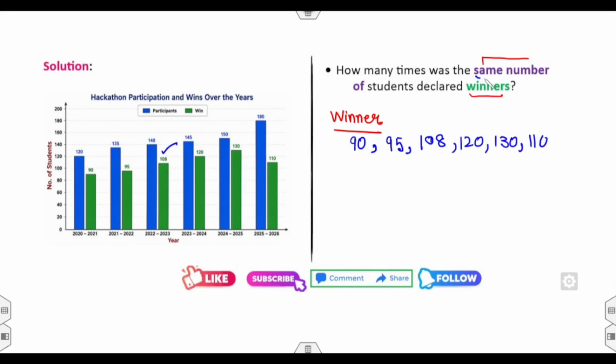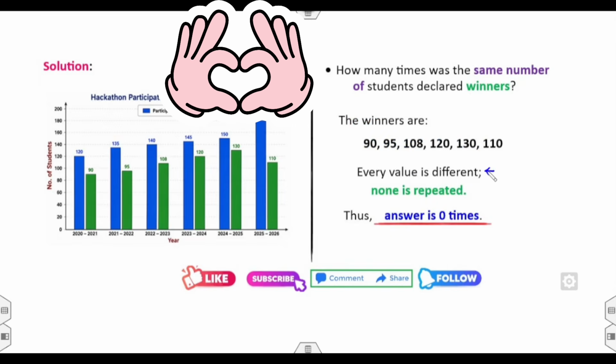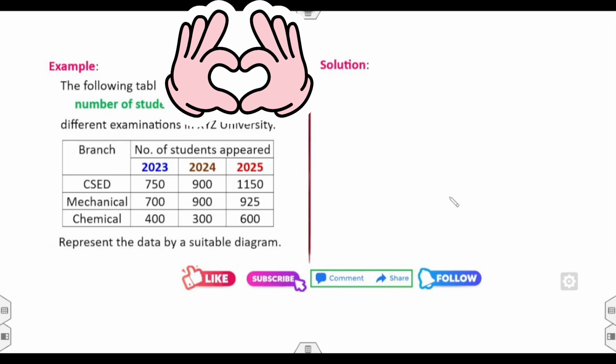So can you find the same number? Do you get the same number? There is no same number of winners. किसी में same नहीं है ना number. So therefore we can say how many times? 0 times the same number of winners occurs, because each value is different. So none is repeated. So the right answer is 0 times.